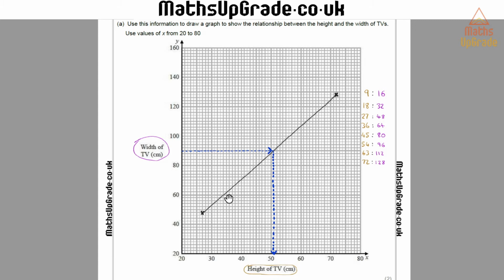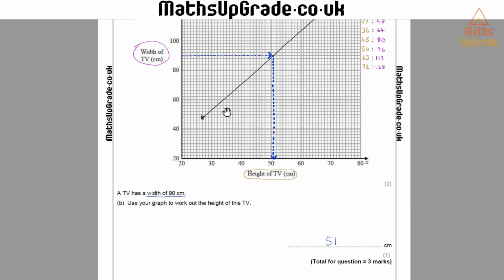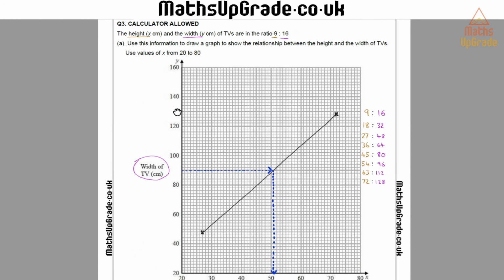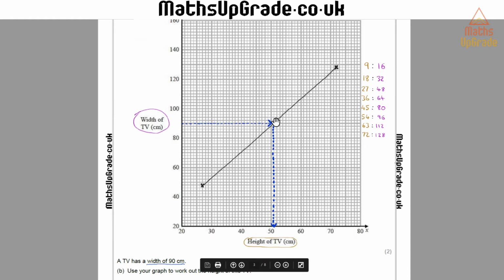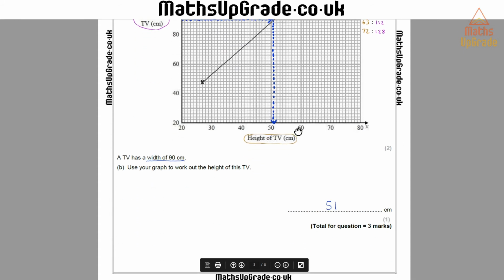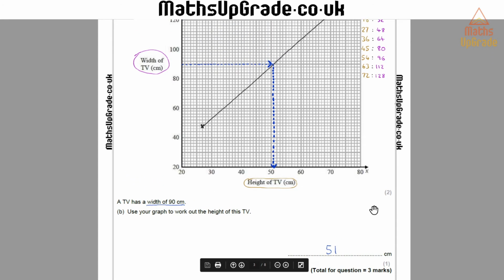Okay. Now, part B, it says a TV has a width of 90. Use your graph to work out the height of the TV. So it's got a width of 90. That means I can go from the width axis, which is the y-axis here, from 90 across to the line. And when I meet the line, go straight down vertically until you read off the height of the TV. And you see the height of the TV is 51 centimeters, for 1 mark. The whole question there was worth 3 marks.